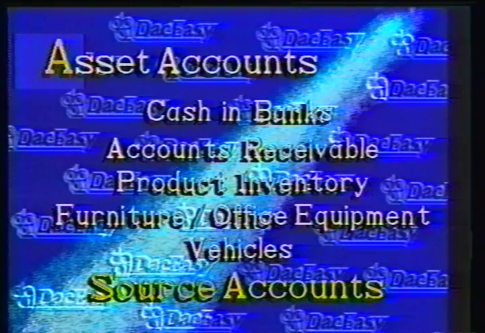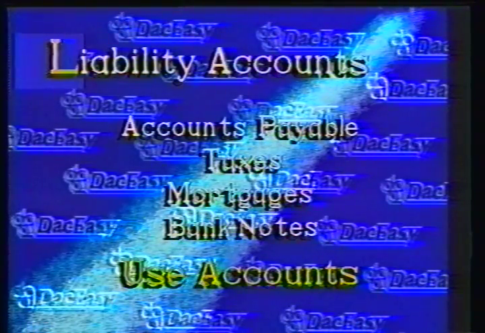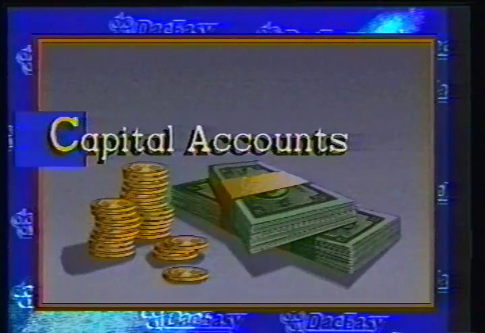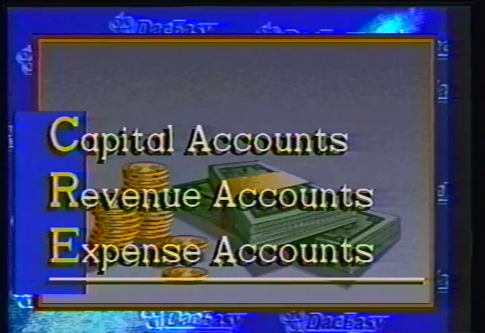These are source accounts, accounts that refer to company debt or use of money, such as accounts payable, taxes, mortgages, and bank notes, which are liabilities. Money invested in the company by the owners or stockholders, or retained earnings, is often grouped separately under a capital account. Income earned and expenses incurred to earn that income are grouped under both revenue and expense accounts to help companies track their performance.